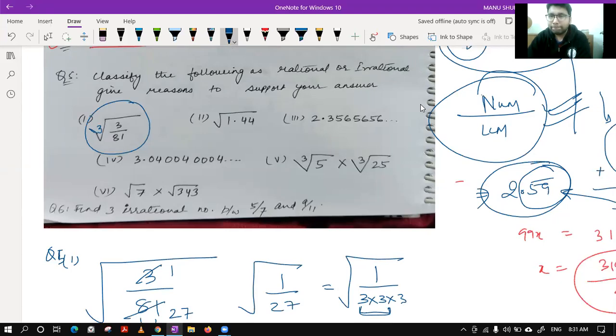If I make it cube root instead of square root, your answer will change. Now it becomes a... please tell me, is it a rational or irrational number? If we put cube root, the answer becomes 1 upon 3, and that is a rational number. So you have to be very careful about all these things. Whether this is a square root or a cube root or it is power 1 by 5, you have to check. Similarly, you can ask me remaining questions.